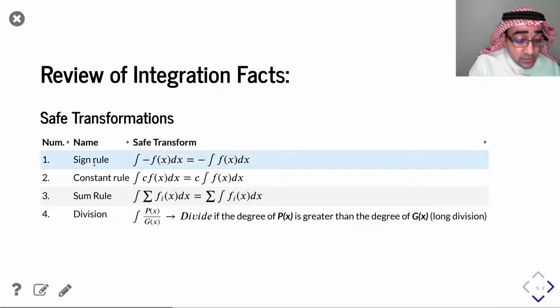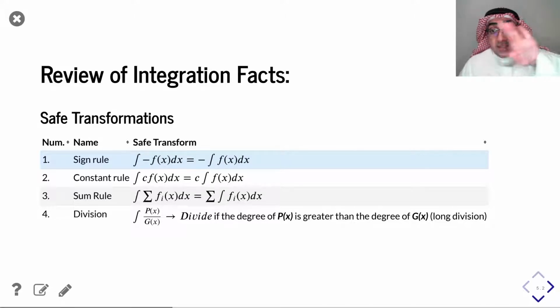The first one is the sign rule, where if you have the integration of minus f of x dx, you can take this sign out, so it becomes minus the integration of f of x. So now you can concentrate on the f of x, get the integration of f of x, and once you get it, you just have to negate the sign, and you have your integration. This is a pretty safe transform, and you can use it whenever you face it. It will always work, and it will always reduce your problem.